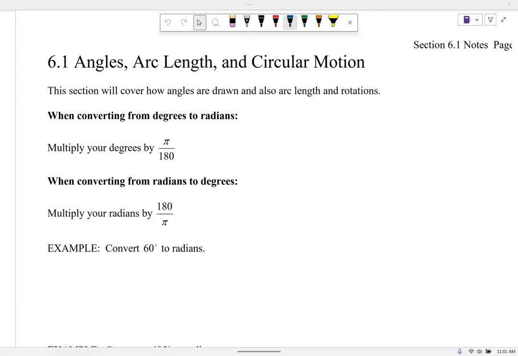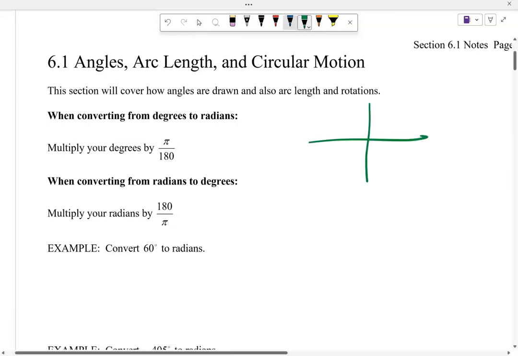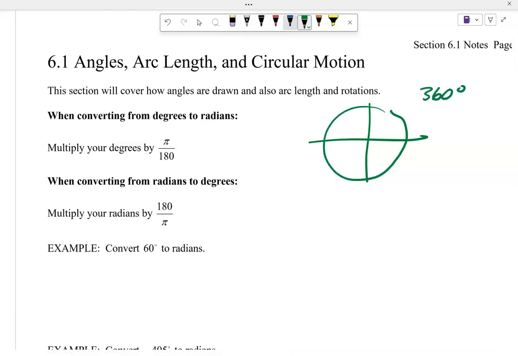We're going to talk about angles, arc length, and circular motion today. There are two ways to measure angles, and one of those is in degrees. If you go around a whole circle, that's 360 degrees. One revolution is 360 degrees.